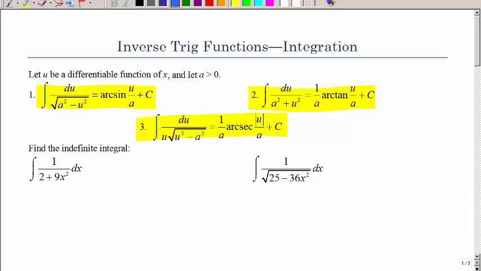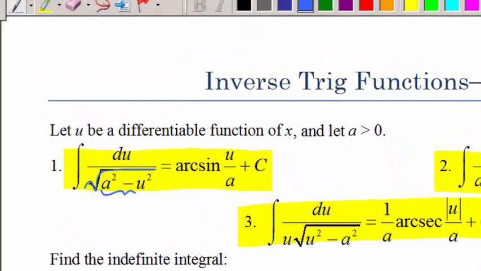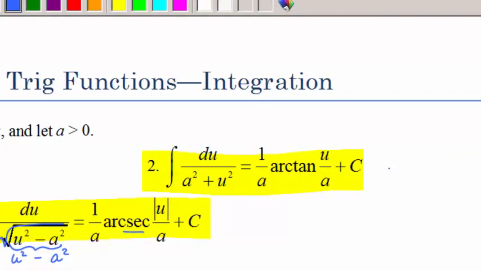When you're looking at these formulas, you really want to pay attention to whether you have a square root and a minus sign, and then look at the order of that subtraction. We have our constant squared minus our variable squared here, and here we have our variable squared minus our constant squared. One is sine, one goes with secant. The tangent one kind of stands out on its own. It has a plus sign and it does not have a square root.